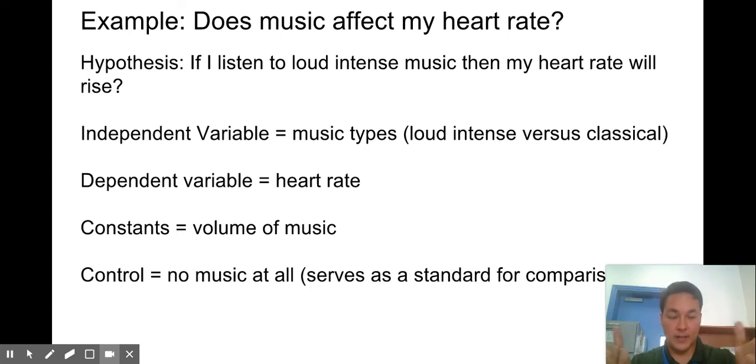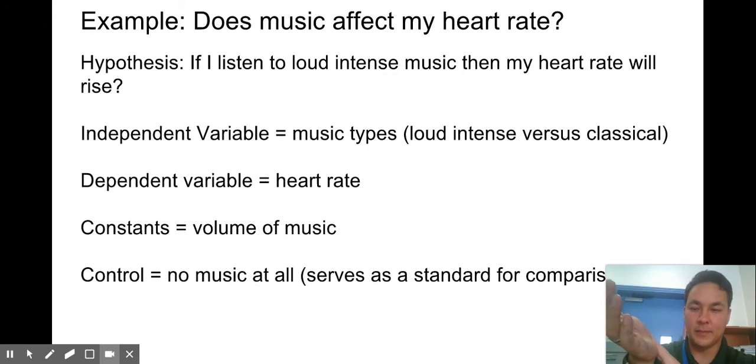You might have you and your brother or sister or your family member sit down and listen to different types of music. Really loud, intense music. You could have classical music. You could have classic rock music, etc. Maybe some traditional Omani music. And each time you'd be measuring their heart rate, right? You'd be checking the dependent variable. You'd be seeing how it affects their heart rate.